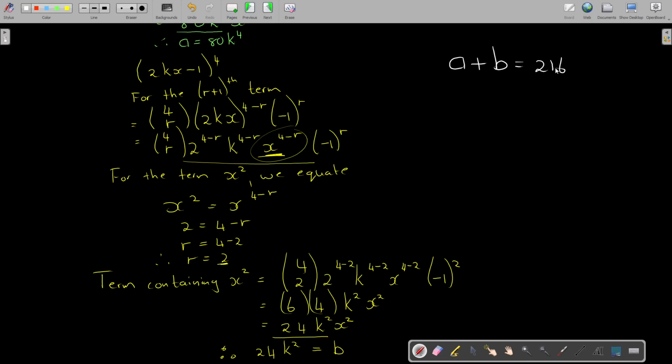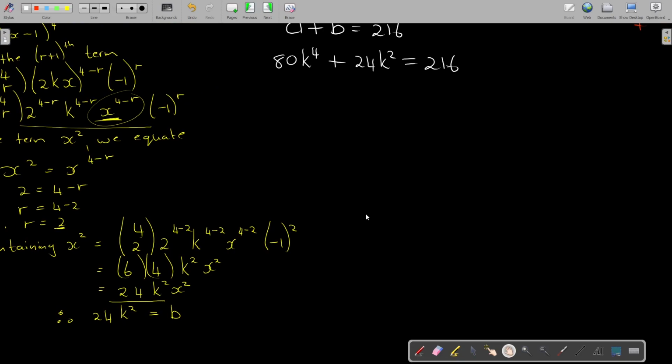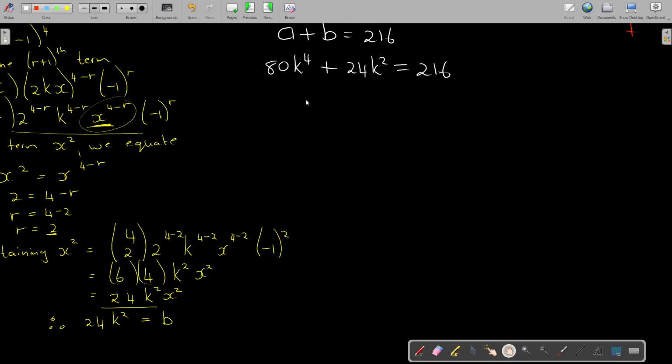Usually I don't write them next to each other. It's just now because it's so long. So there is my a, I substitute, so 80k to the power 4 plus b, 24k². And they can play around with any type of equation where you're just going to substitute in. And again, I love this. It's again a combination with chapter 1. Why do I say that? Because that's a reduced to quadratic form. So 80k⁴ plus 24k² minus 216, and that's equal to 0.